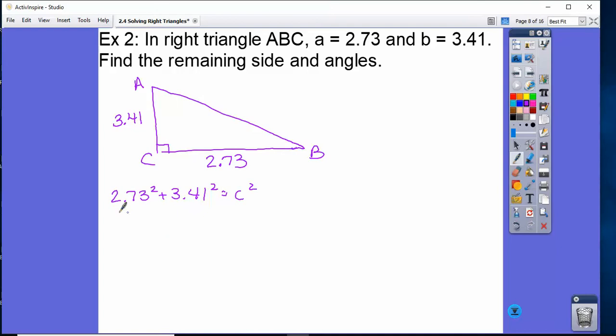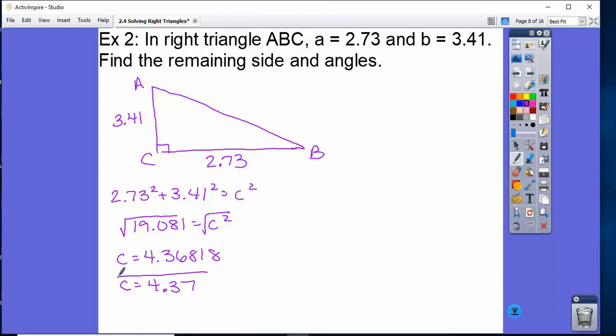Okay, so if I just type that in, we know typically if you add a square root you need a plus and minus, except will C be a negative side length? No, so you can just do the positive. How many significant digits do we want? 3. So if I round that to 3 significant digits, we get 4.37.